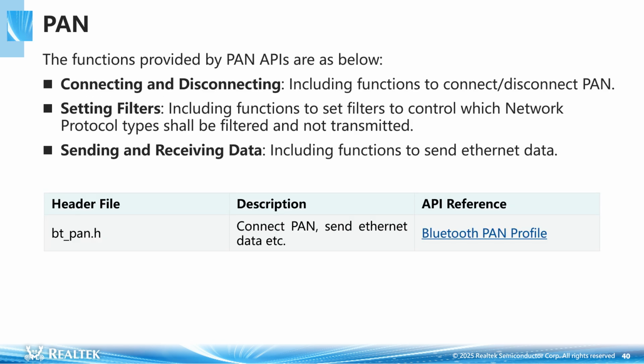The functions provided by PAN APIs are as below. Connecting and disconnecting, including functions to connect or disconnect PAN. Setting filters, including functions to set filters to control which network protocol types shall be filtered and not transmitted. Sending and receiving data, including functions to send Ethernet data. More details of PAN-related APIs are provided in the SDK.